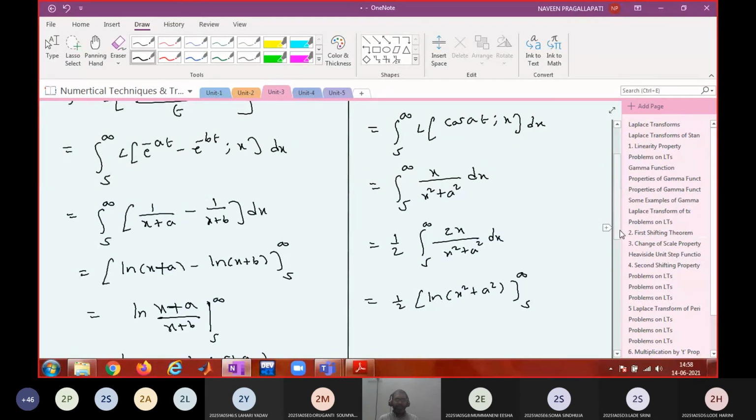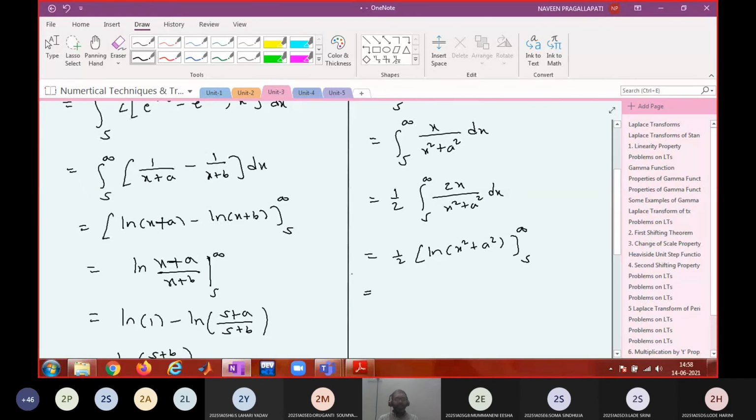What is the upper limit? As x tends to infinity, x squared tends to infinity. Infinity plus finite is infinity, log infinity is infinity. So infinity minus finite is infinity. So what is your conclusion? Laplace of cos at by t does not exist.